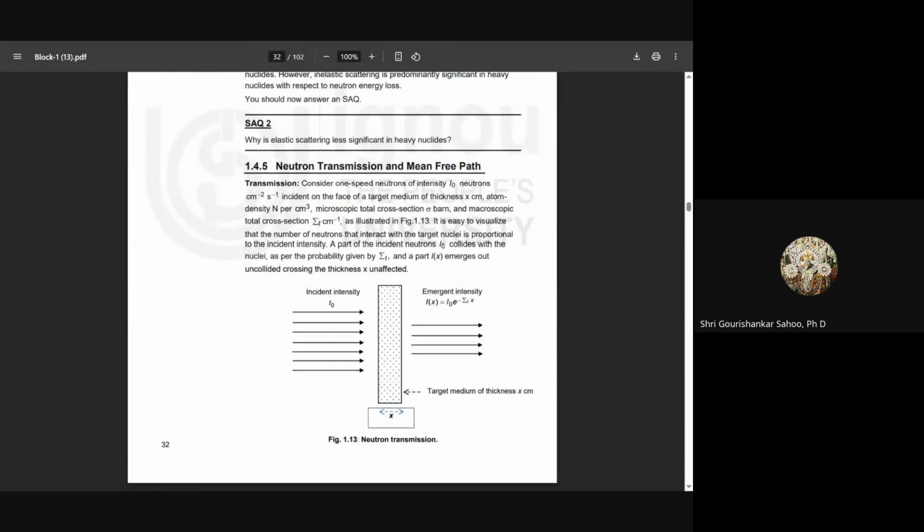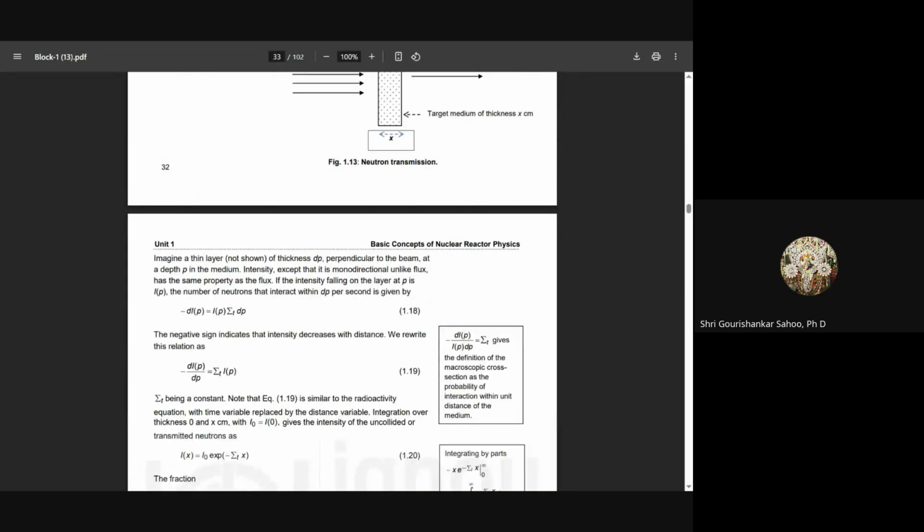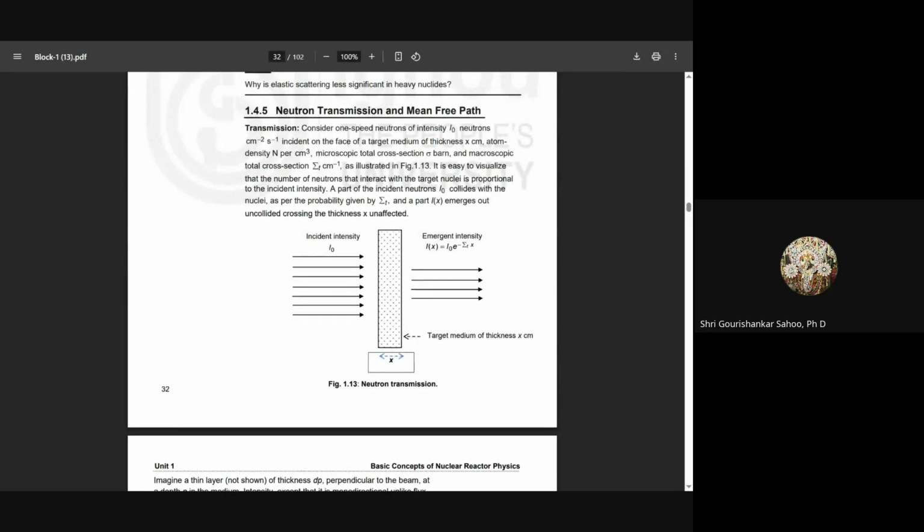The neutron transmission and mean free path. So consider one-speed neutrons of intensity I0 neutron centimeter to the power minus 2 second to the power minus 1 incident on the face of a target medium of thickness x centimeter, atomic density n per centimeter cube, microscopic total cross section sigma barn, and macroscopic total cross section sigma t centimeter to the power minus 1. So neutron transmitter incident intensity, then emergent intensity shown on the screen. I think the screen is not visible. Yes, it is visible now.